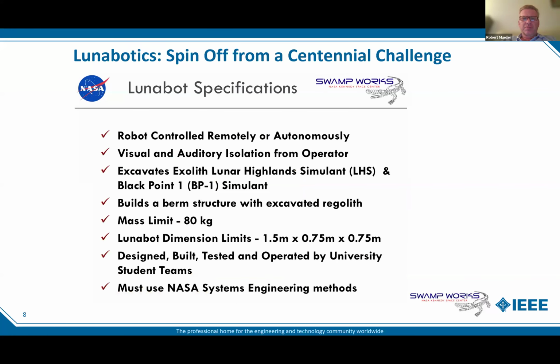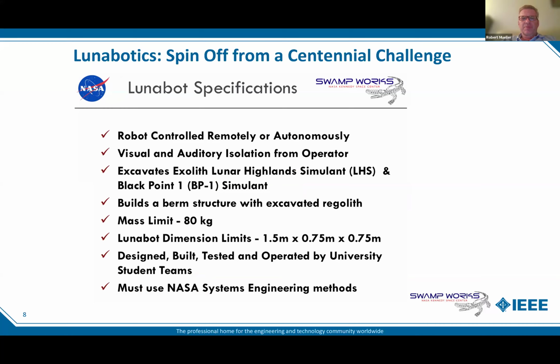The specification for the Lunabot is that it has to be a robot controlled remotely or autonomously. The rules are heavily incentivized to do autonomous excavation and traversing. The operators are isolated. They're in a control room. They can't see the robot. They have to operate through the cameras.